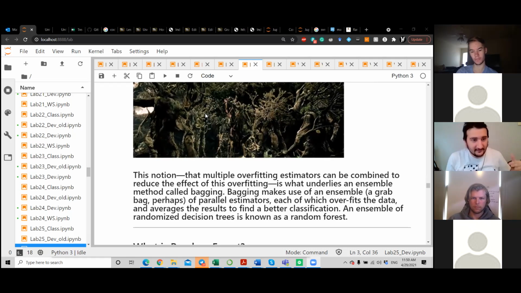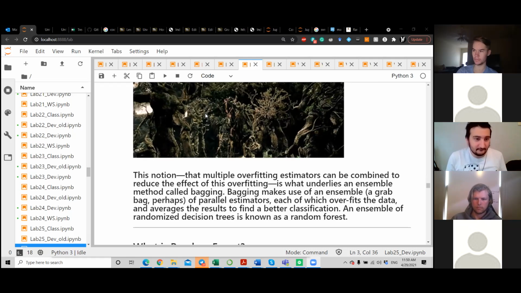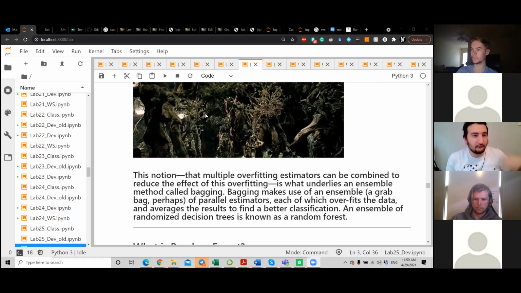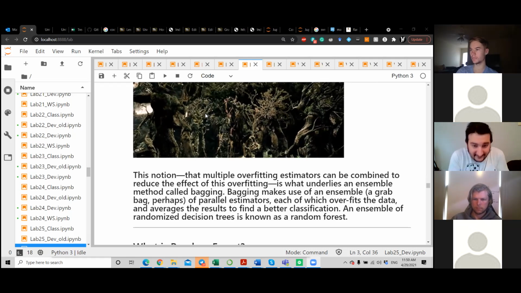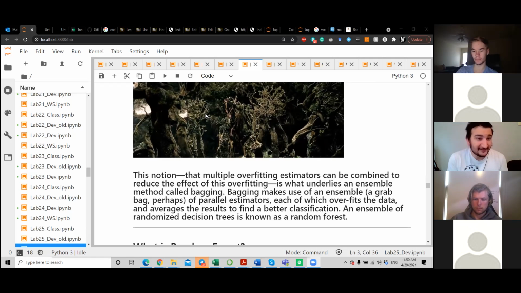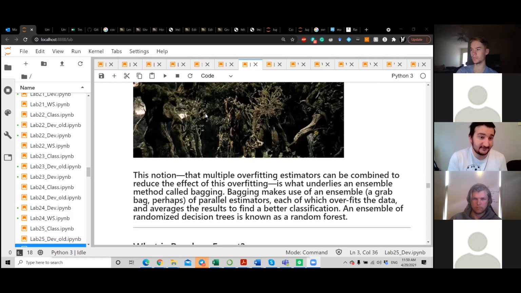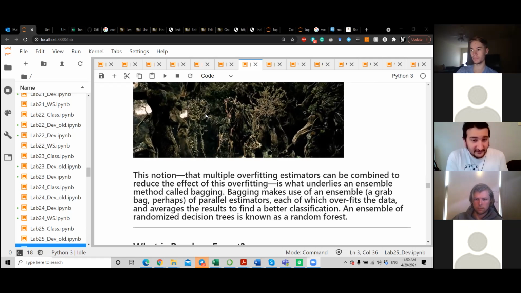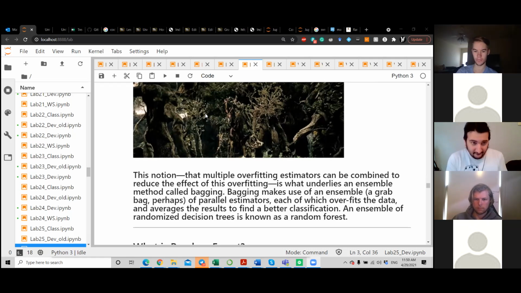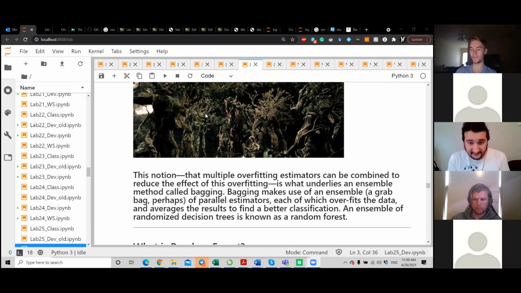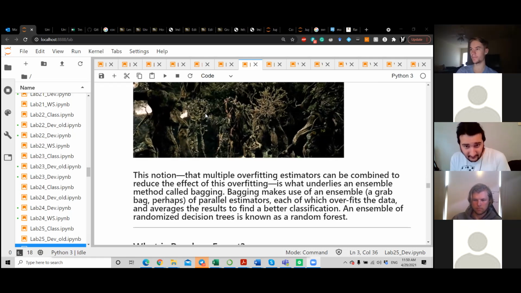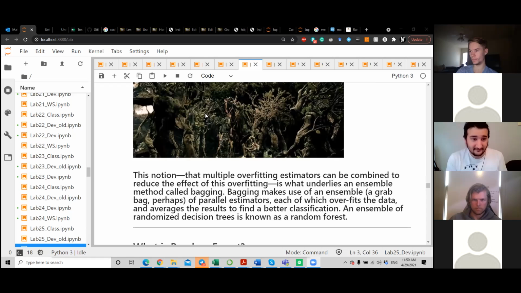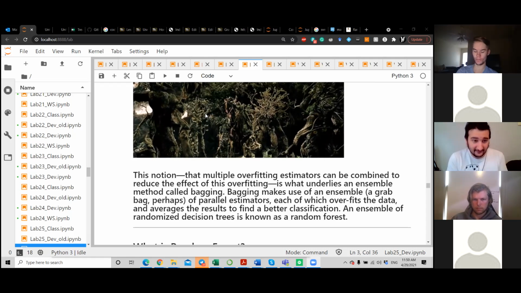3 of them say A, 7 of them say B. I'll take an average and say, overall, I would go with B. This is specifically useful when you're dealing with areas of lower confidence in each estimator. An ensemble of randomized decision trees is known as a random forest. And up to this date, after a few years of experience with machine learning algorithms, this is without a doubt the most romantically named algorithm.